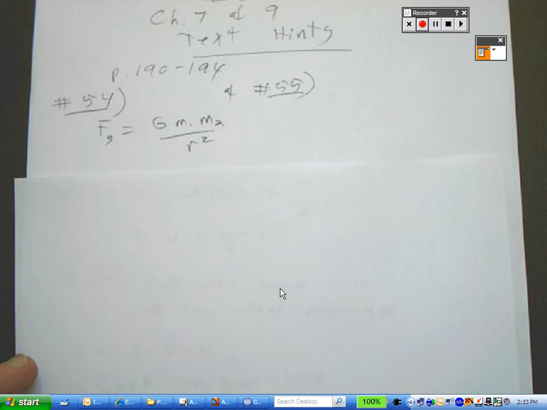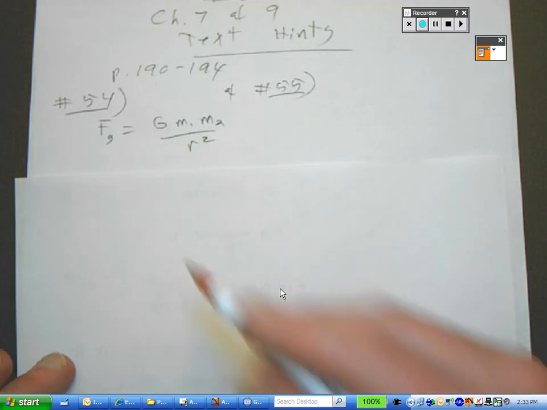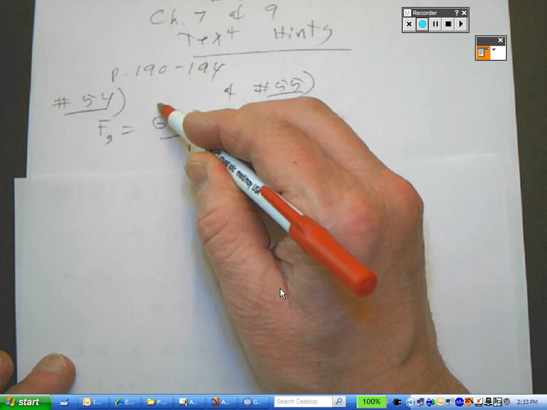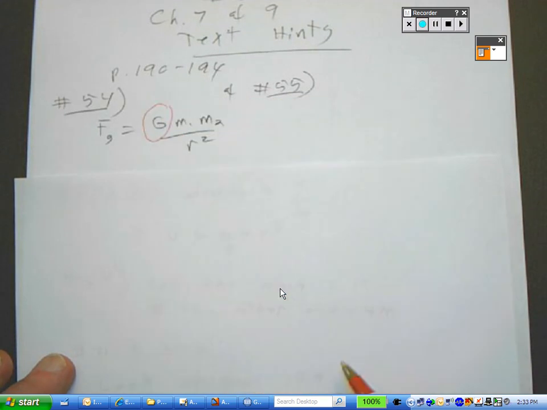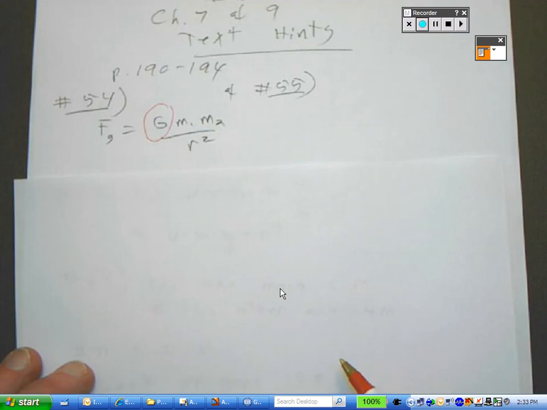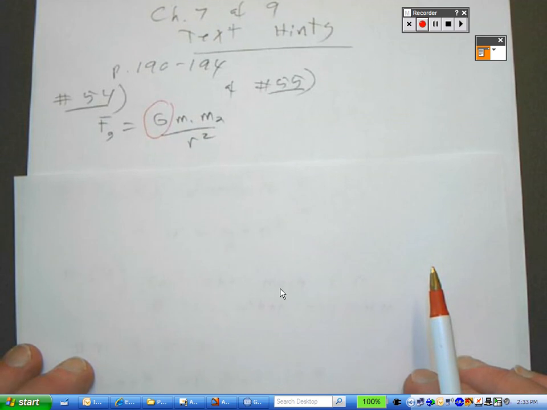Look at number 54. It asks you to find the force of gravity that the sun exerts on Jupiter. Well, if you look back on page 173, you'll find a table there that will help you find the mass of Jupiter, the mass of the sun. What you need to realize is capital G is the universal gravitational constant. And we talked about that in class, and it's in the book. It's always the same, 6.67 times 10 to the negative 11.